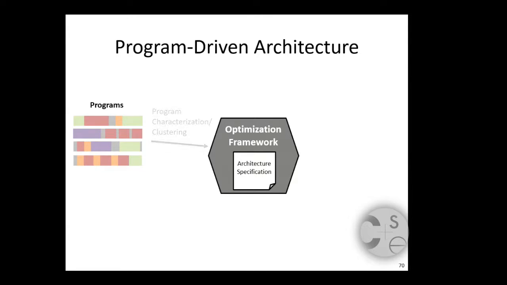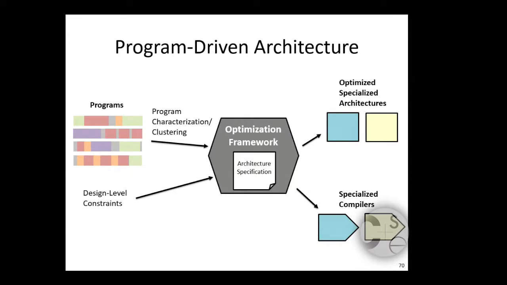And the way this would work is that we do characterization of the programs, maybe use different kinds of program clustering algorithms, and use that as inputs into the optimization framework, along with design-level constraints like power or area or throughput, and then use those constraints to develop architectures that perhaps we've never thought of before, and also the compilers that can support them. And if this is successful, in some ways, this is the holy grail of computer architecture, with the unfortunate side effect of perhaps putting some architects out of a job.